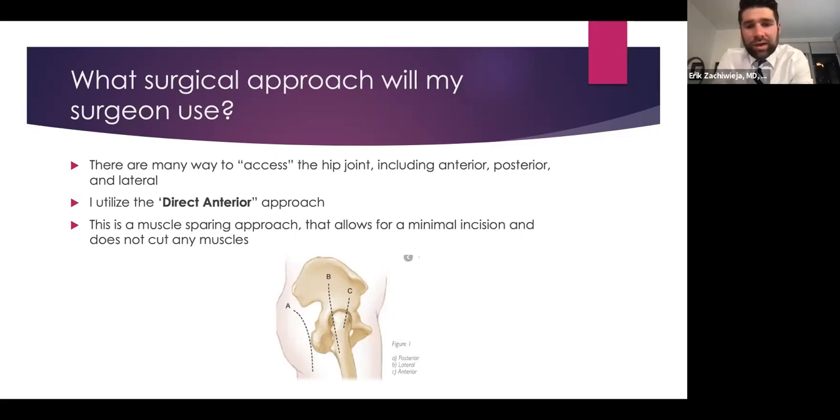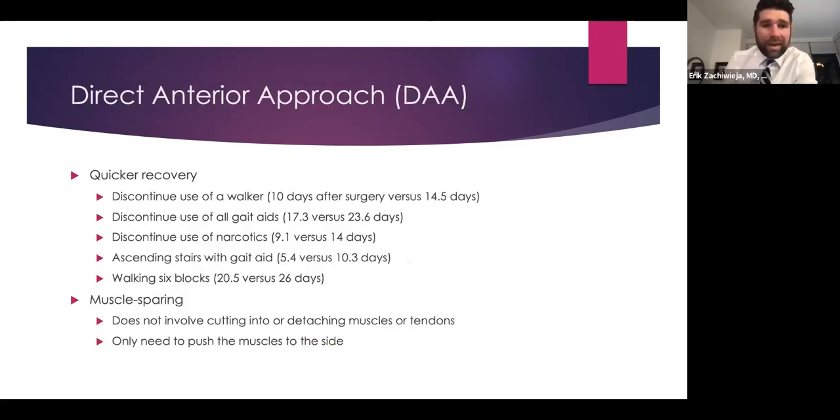And then additionally, it allows for a smaller incision, so minimally invasive. And it allows for a quicker recovery because we're not cutting the muscle and tendon off of the bone. Patients have less pain. They're able to get up and walk earlier, and they're able to move quicker.